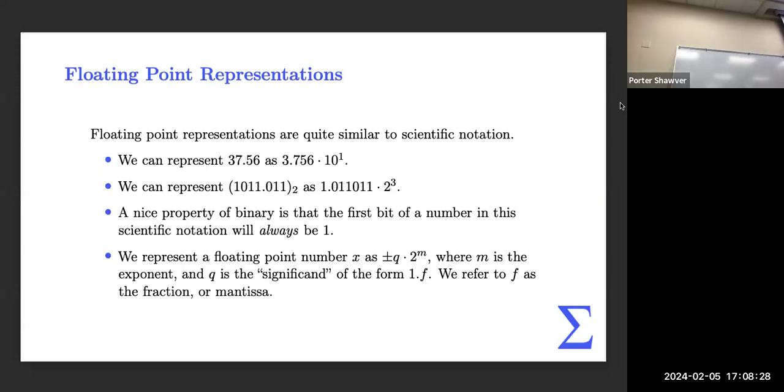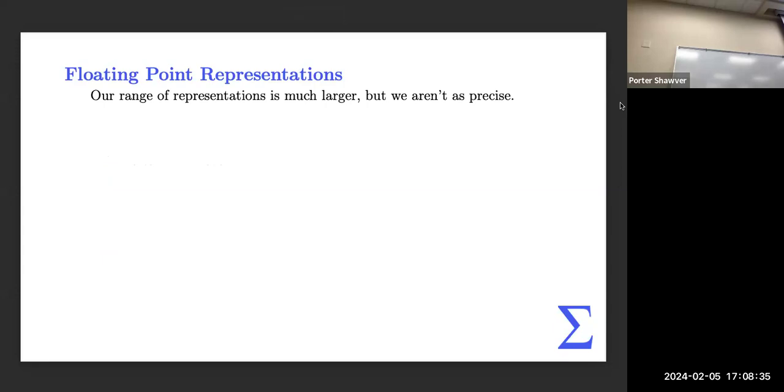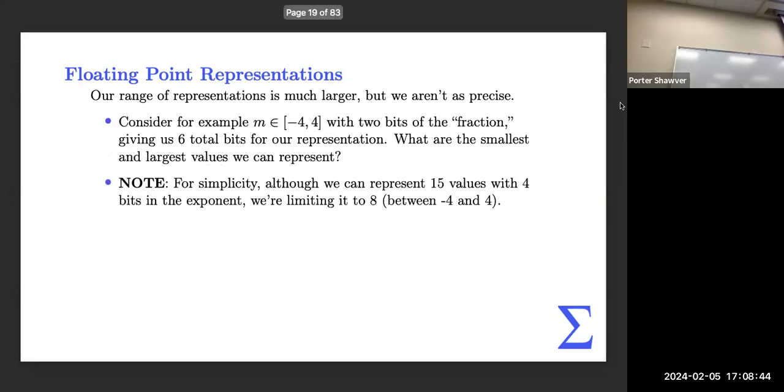But if you're going to take away one thing, just as a historical fact, that's where the name float comes from. The decimal point floats. It's not fixed, as in a fixed point representation. So we can represent a lot larger numbers, but our precision is kind of weird.